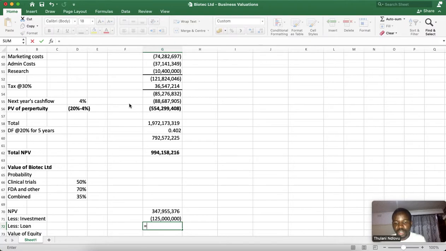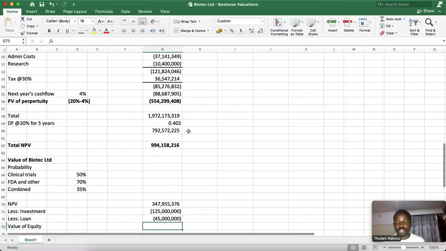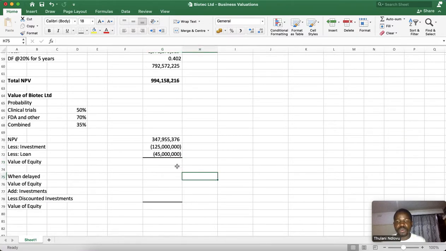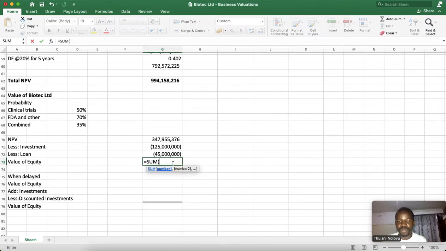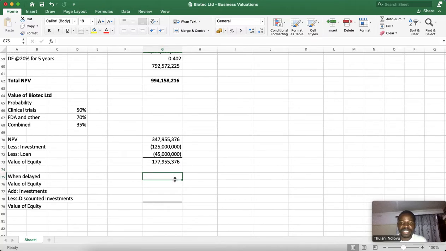We less the loan. We are told that the company has got a loan of 45 million. Why lessing the loan? Because we want the value of equity. We want the value of equity, not the value of the whole company. We want the value of the ordinary shareholders. So our value will be 177,955,376.